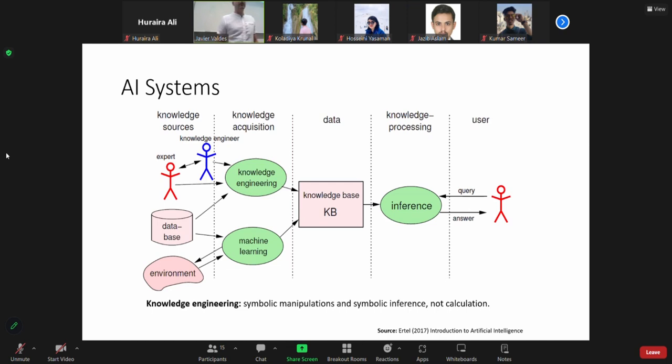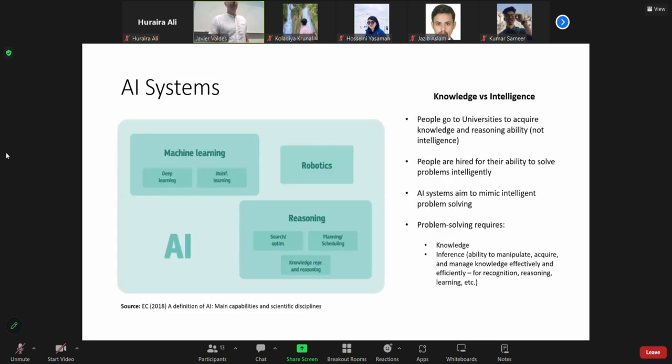There are 2 different ways you can do that. You can look into the database, the environment, or the expert, and they are going to be generating different kinds of knowledge, right? If we divide machine learning again into different topics, we might have machine learning, deep learning, reinforcement learning, robotics, and reasoning. So until now, we have been looking into logical algorithms or algorithms based on logic.